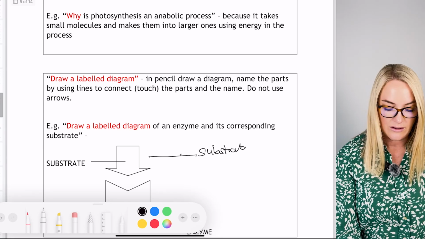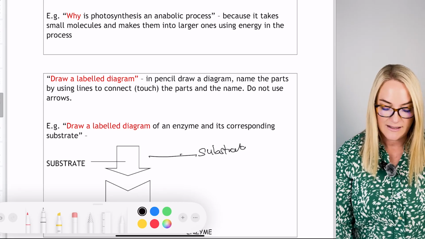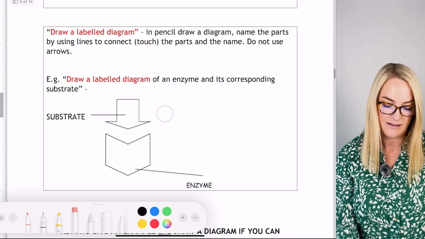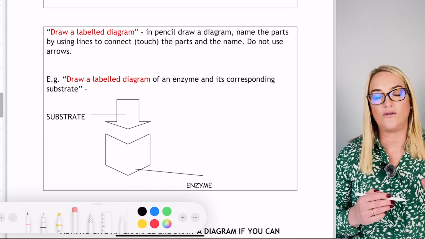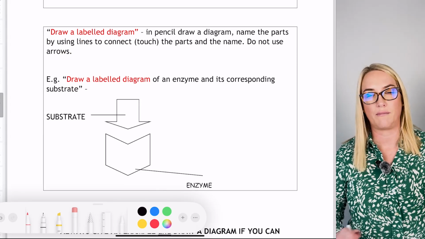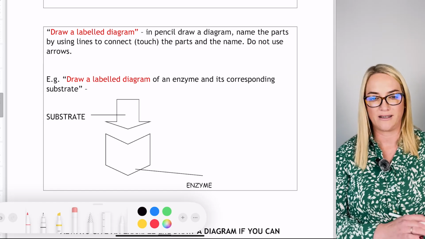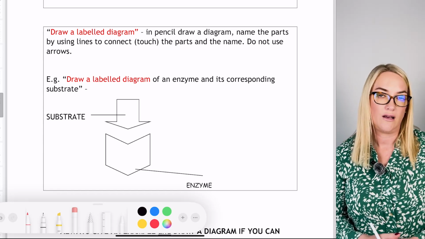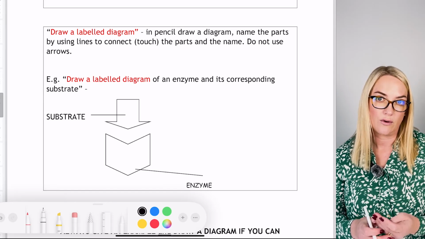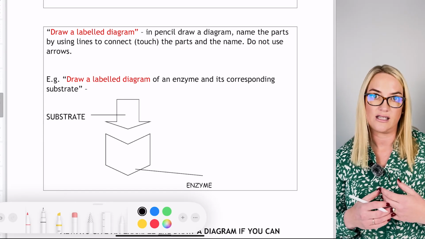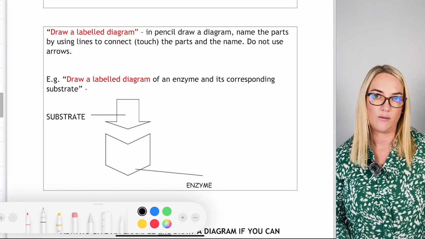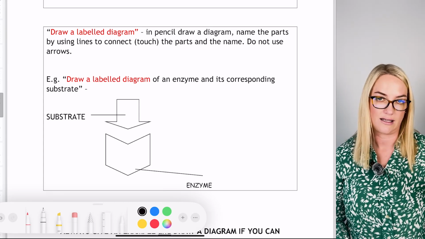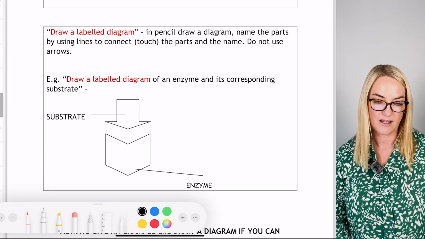So, draw a labelled diagram of an enzyme and its corresponding substrate. For example, this is it here. Don't worry that if you draw in pencil your diagram will get smudged and not get scanned properly. It will be. Your paper will be picked up on the Tuesday at 5 o'clock and sent down to Athlone, and they'll start scanning the papers that Wednesday, Thursday.